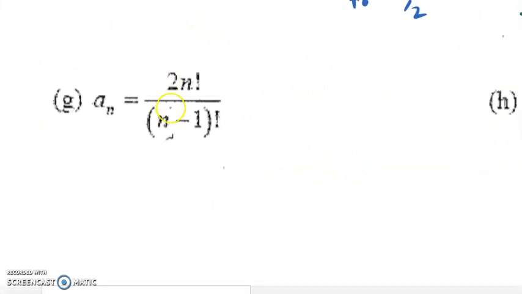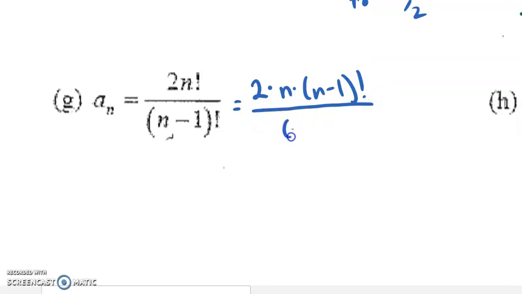This time we've got 2n factorial on the top, but be careful, this is not the same thing as 2n in parentheses factorial. That's wrong, so actually we would much prefer it not to be that anyway, because that's harder. So remember, this is order of operations. The factorial only applies to the n. So remember that n factorial is n times n minus 1 factorial. And I'll stop there because I notice that my denominator has an n minus 1 factorial as well.